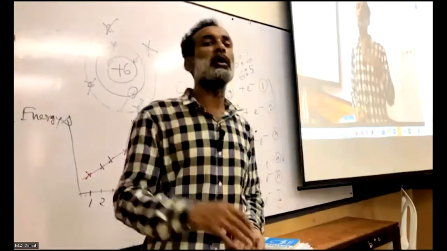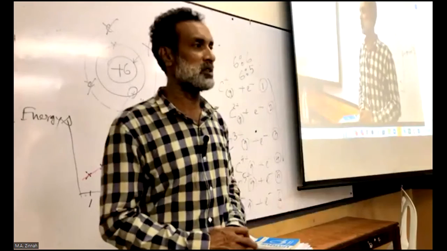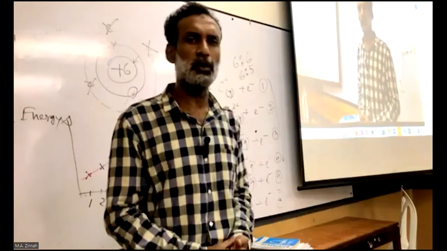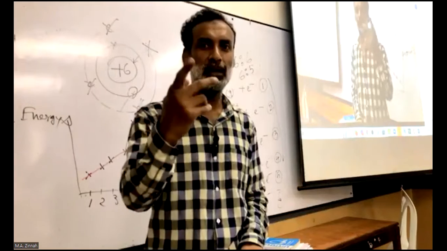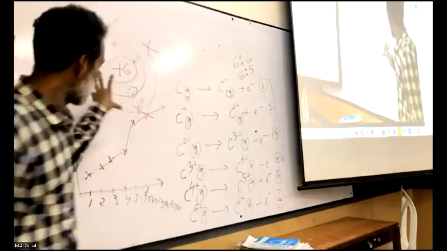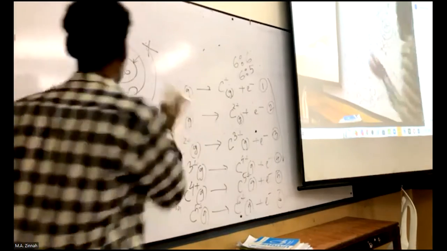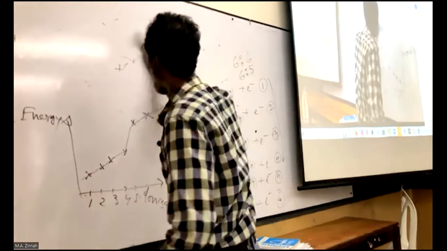So the ionization energy gradually increases. But at a certain point, you will get a big jump in ionization energy. So what does that mean? That means that the next electron is being removed from an inner shell, right? From the inner shell. Now look at the graph. The graph is giving the values.